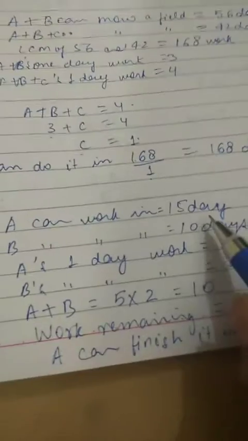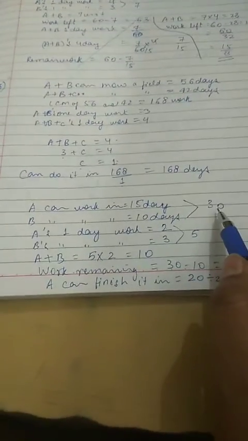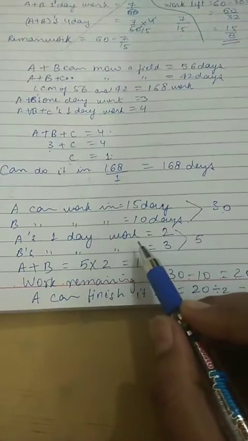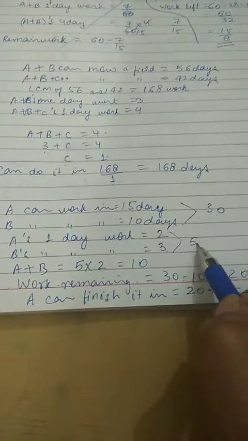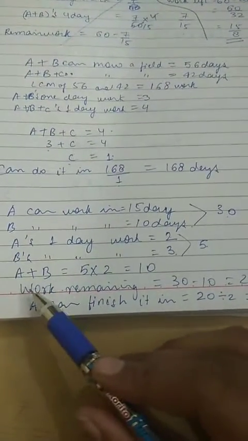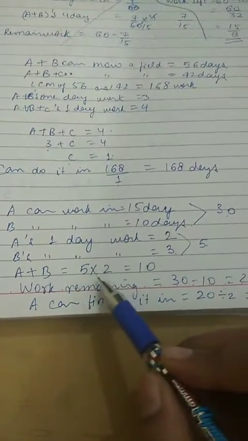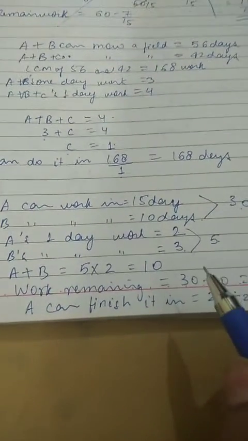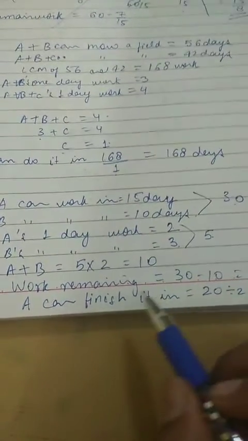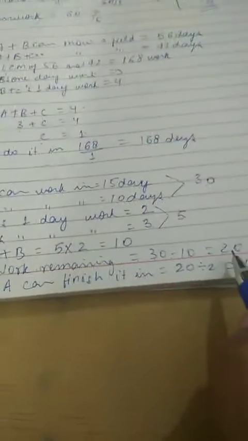Now A can do it in 15, B can do it in 10. The total amount of work is 30. So A's 1 day work is 2 and B's is 3. Together they are doing 5 work. Now they are working for 2 days, that is 5 into 2, and 10 work is being finished. So the remaining work is 30 minus 10, that is 20.